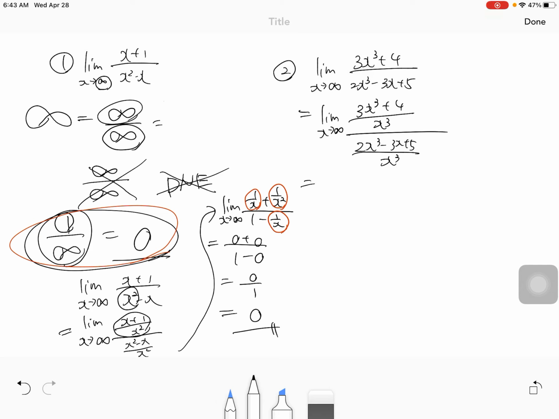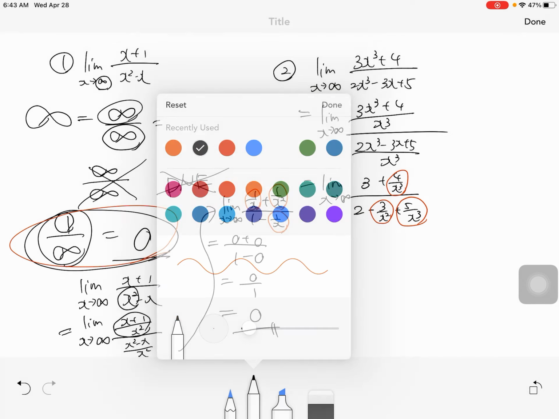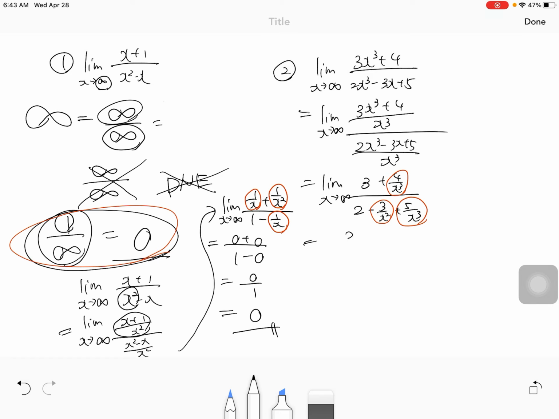The next thing you have to do is separate: (3 plus 4 over x squared) over (2 minus 3 over x squared plus 5 over x cubed). And again, the limits of these are going to be 0 because it's some small number divided by a really big number, which is going to be 0. So what's left over is 3 over 2. That's it.